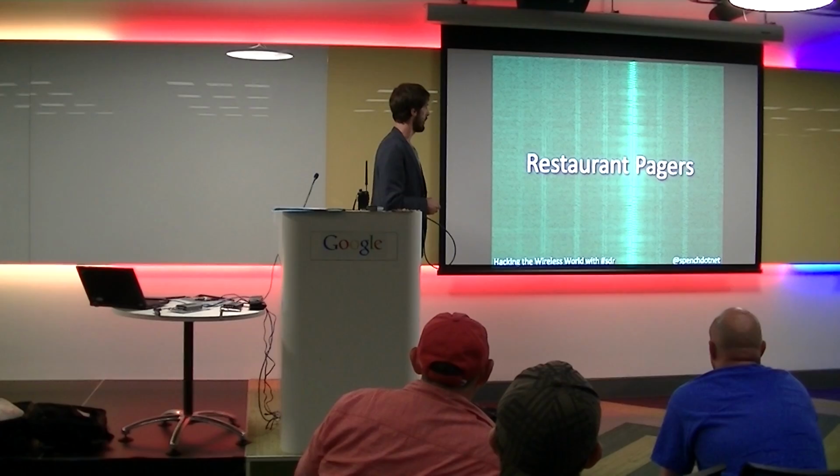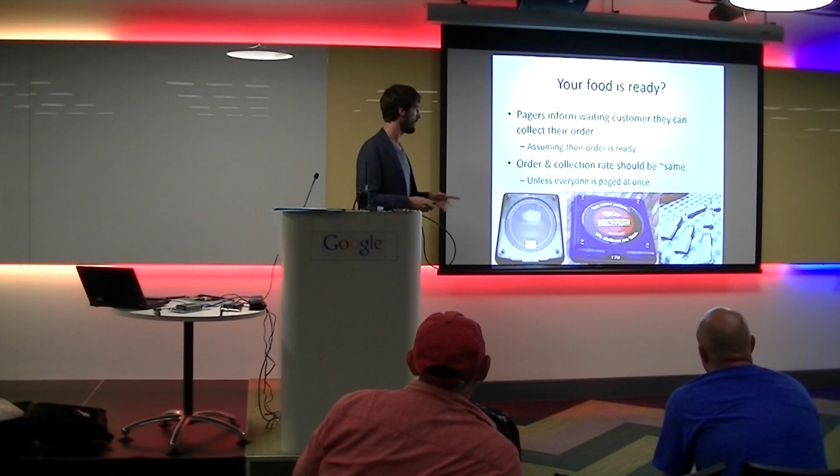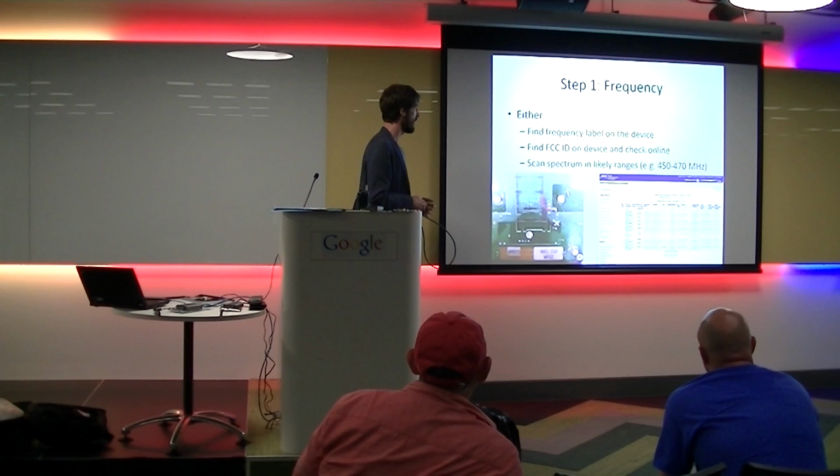Now with restaurant pagers, I'm sure you've been to a restaurant where you order some food and then they give you one of these beepers and it goes off when it's ready to be picked up. The rate at which you order and collect food should be roughly the same unless everybody gets paged at once. So how do you determine how these systems work?